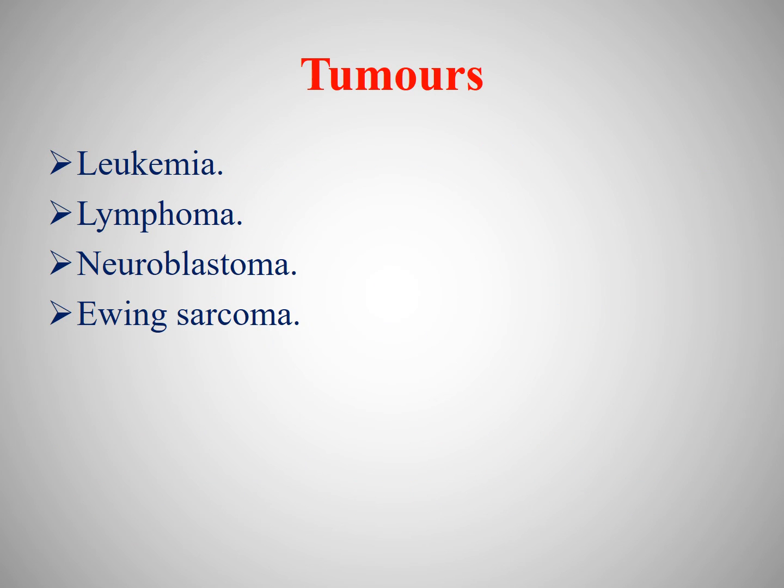Tumors: don't forget tumors as a cause of a limping child. Leukemia is the most common malignant tumor in children. Lymphoma is also very common, but less than leukemia, of course. Neuroblastoma and even sarcoma. Thank you.